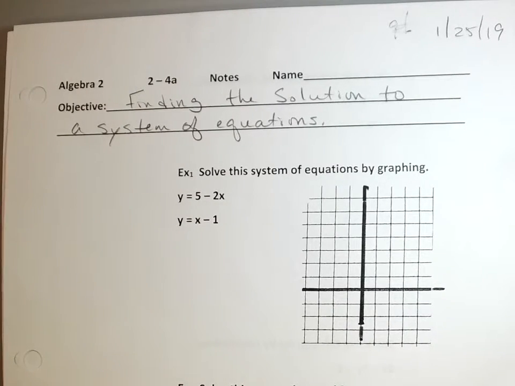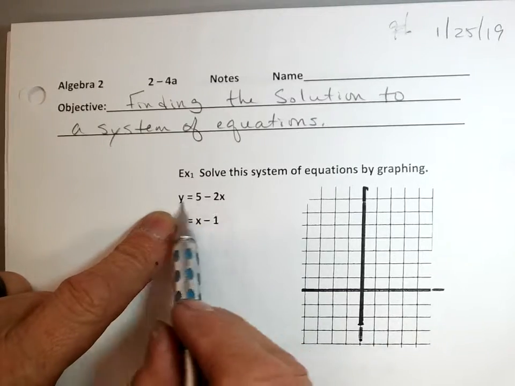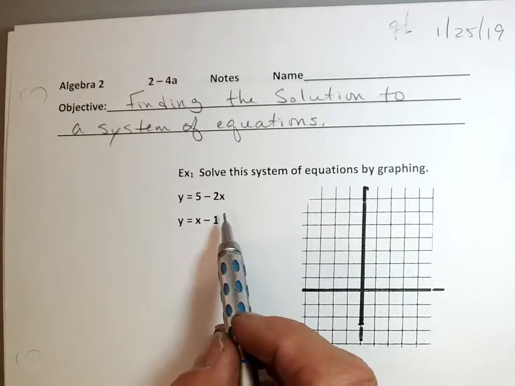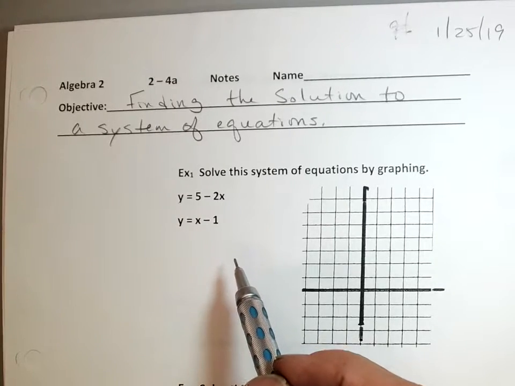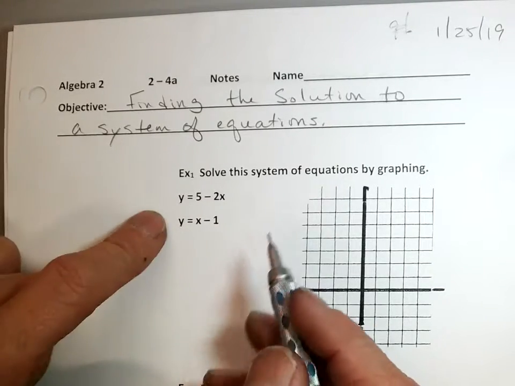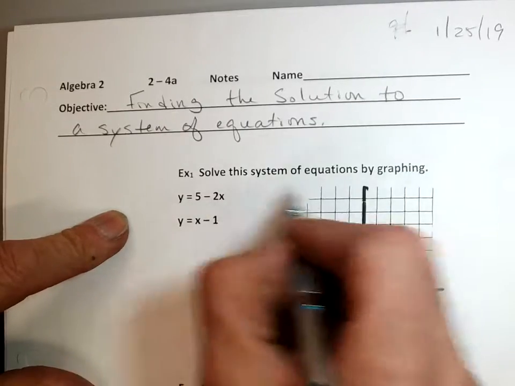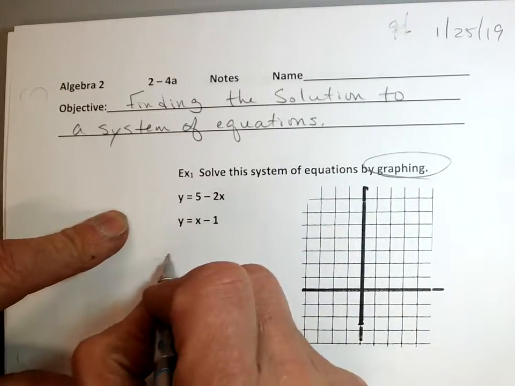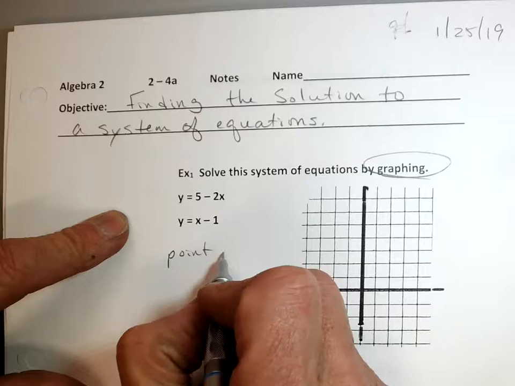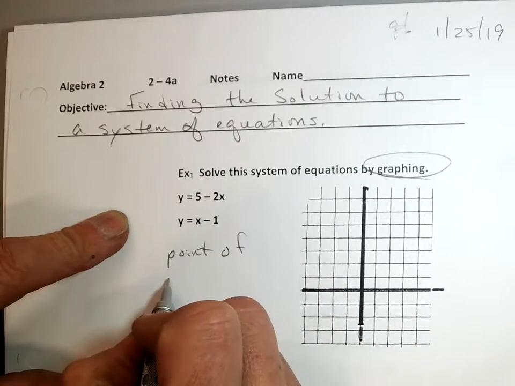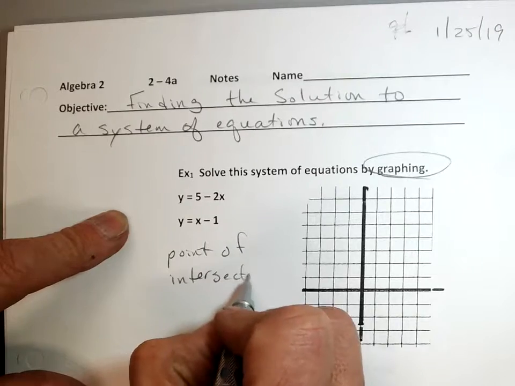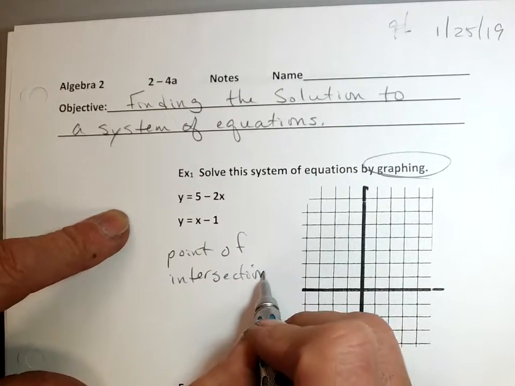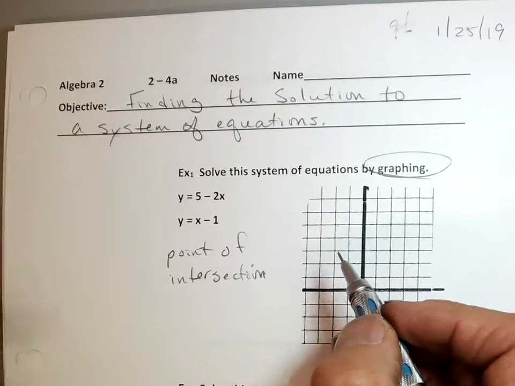Okay, so really what I'm doing is I've got an x and a y. So I want to find the value of both, the value of x and y. And by graphing, the value of x and y is just the point where they intersect. That's all. So we're going to try and graph these, and we're going to find the point of intersection. You've done this in Algebra 1, but we're going to go ahead and review it real quickly today, okay?